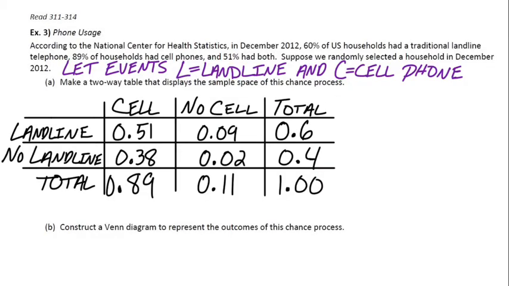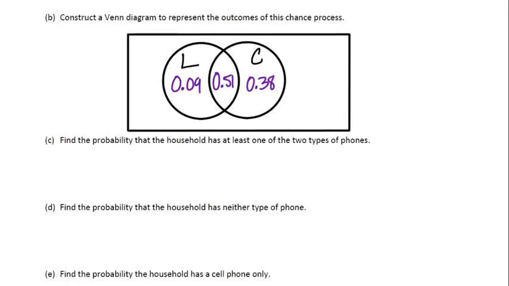So it's actually a very small number. The only group we haven't represented yet would be this 0.02. You have no cell phone and no landline. So the last number here is 0.02. An easy way to check if we did this correctly: we add up everything in here and it should add to 1. So if you add up every single number in the sample space, that's supposed to add to 100% or 1.00.